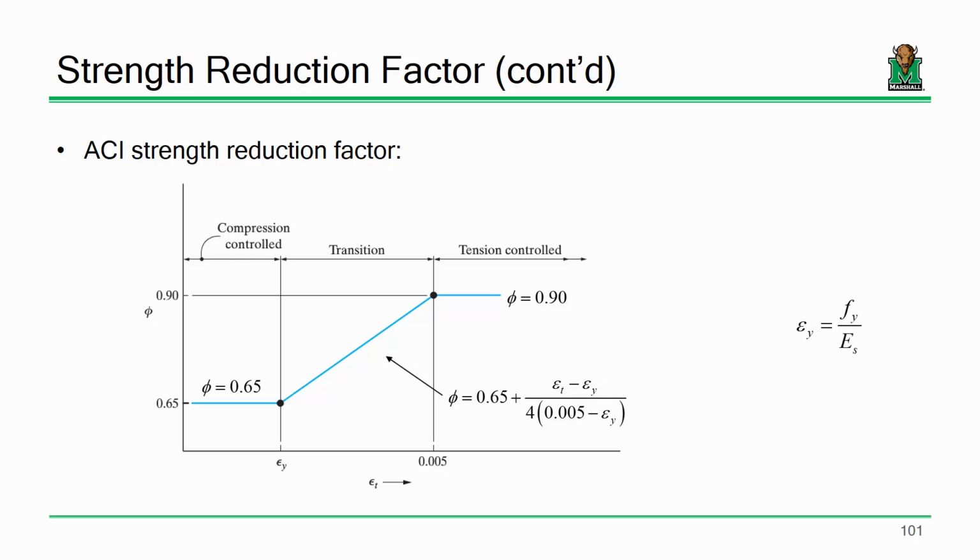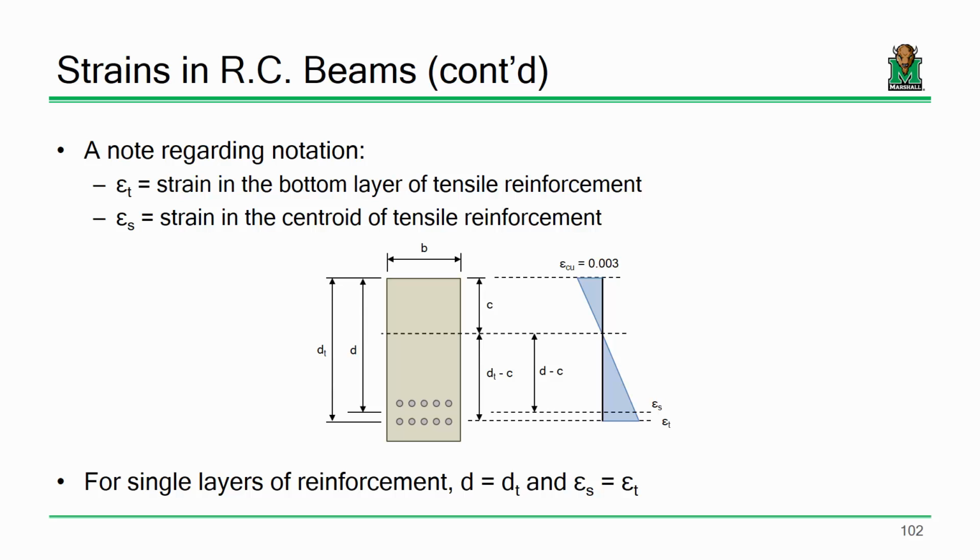So that's tension controlled and compression controlled. This is a transition region anytime your strains are between the yield and 0.005, and in order to do that, you just take phi and you calculate it. It's a line. It's just y equals mx plus b. So here's your line. You can calculate the slope. There's your equation for that line. The only thing that you don't know is epsilon sub y, your yield strain, and that's just calculated right here. Does that make sense? Okay. Any questions so far?